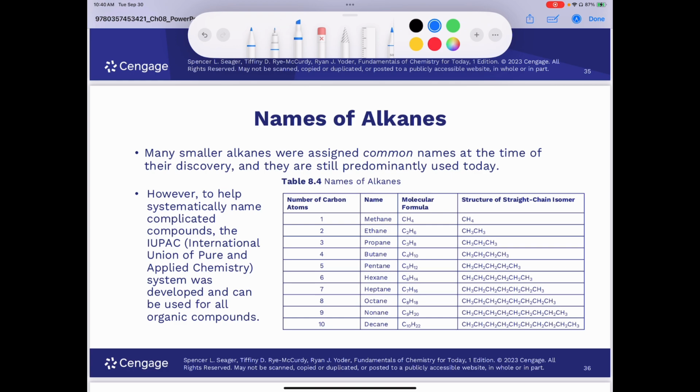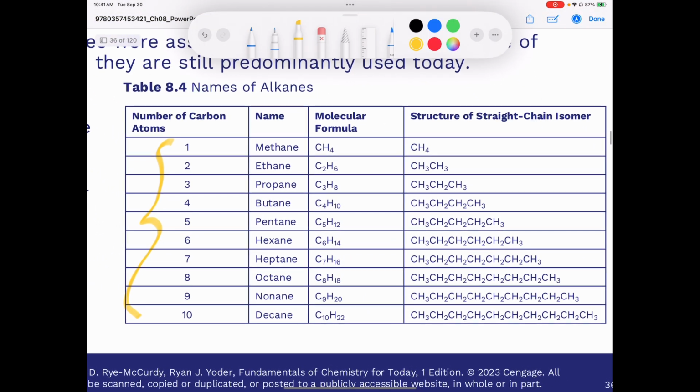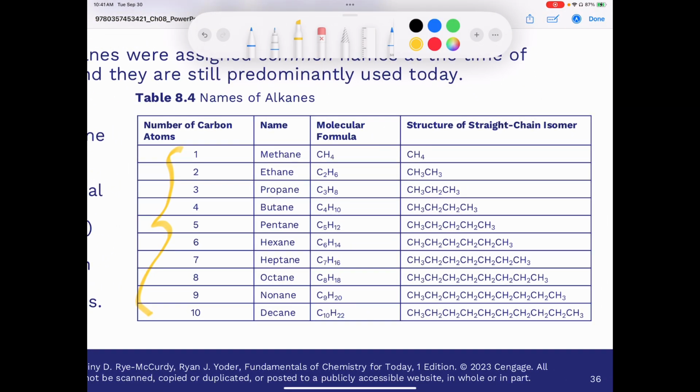So you need to memorize the first 10 straight chain alkanes. Okay, everybody needs to memorize them. I did. You're going to have to. The people who come after you will. So if we have one carbon, it's methane. If we have two, it's ethane. Three is propane. Four is butane. These are kind of the toughest ones to learn because once you get to five, they start to make a little bit more sense, right?